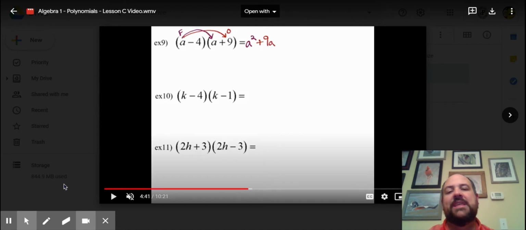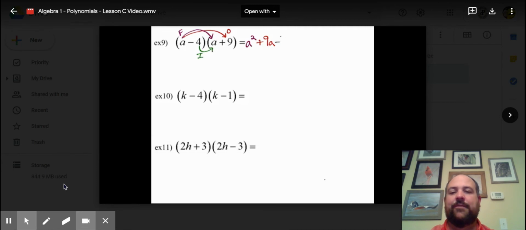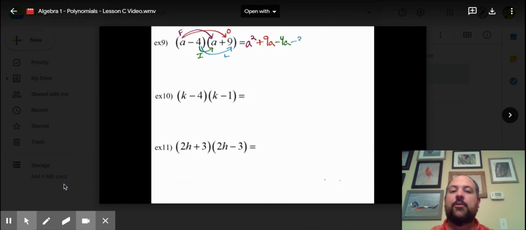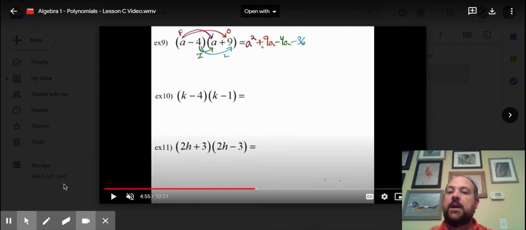But now when I do the inside and the last multiplications, I have to watch because the second term in my first set of parentheses is minus 4 or negative 4. So for the inside multiplication, I'm going to do negative 4 times a, which is minus 4a. I'm going to do the same thing with the last multiplication. I'm going to end up taking negative 4 times 9, which is minus 36. That's important because I want to make sure I include those signs with the terms. I'm not always going to end up with all plus signs.